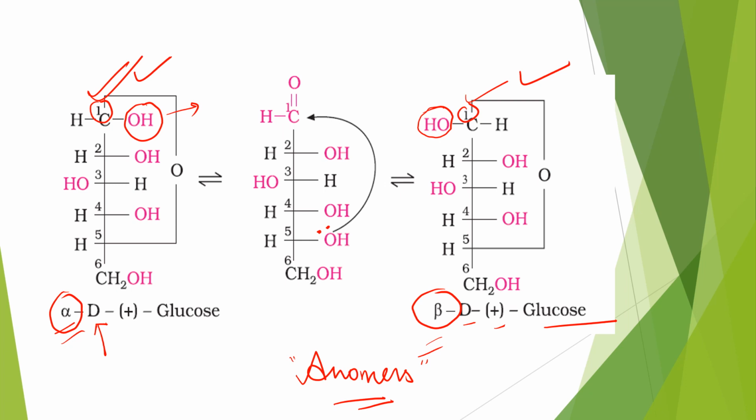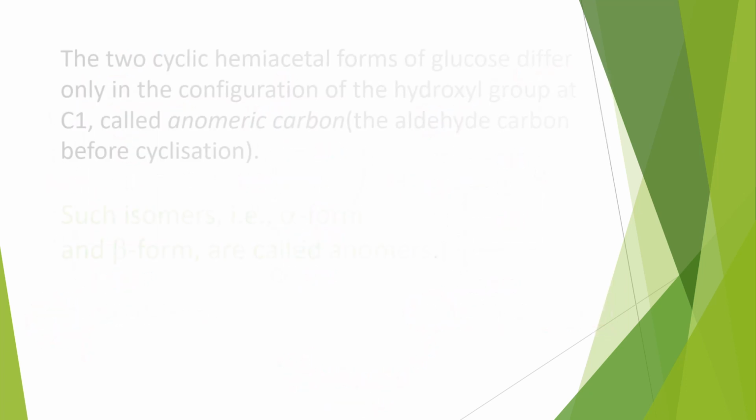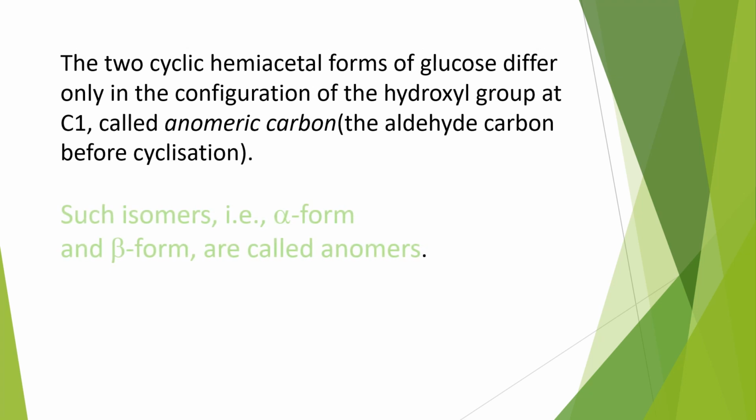Now, we know that the two cyclic hemiacetal forms of glucose differ only in the configuration of the hydroxyl group at C1, called the anomeric carbon. Such isomers, that is, alpha form and beta form, are called anomers. This I have already explained.